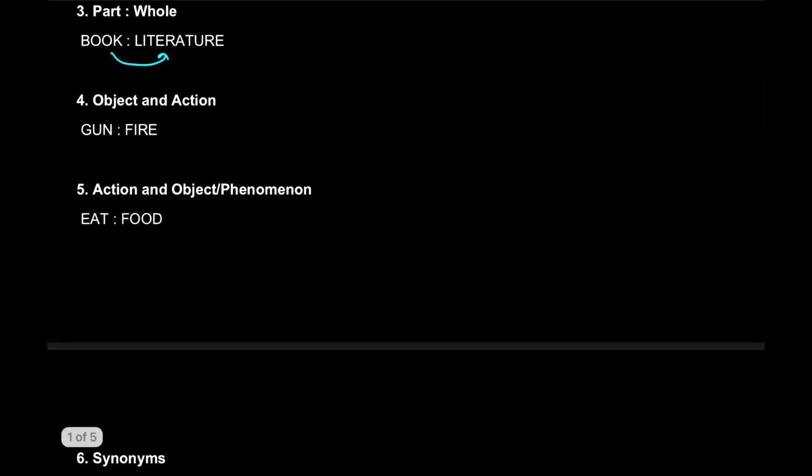Object and action. तो gun को हम कैसे चलाते हैं? We fire a gun. So this is the object and this is the action we do with the gun. Okay, that's object action relationship.